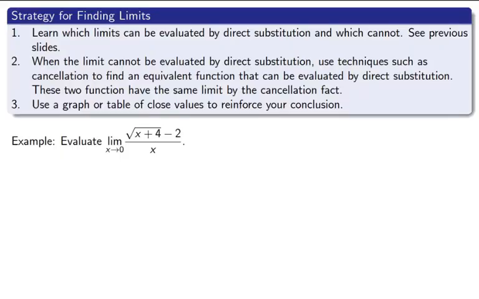Here's a strategy. Play around with your limits. Learn what can be done by substitution and what cannot. So really all that boils down to is if it's something fairly simple, no zeros in the denominator, no negative square roots. Otherwise, when you make substitutions, it's perfectly fine. If you can't do it that way, we've got the cancellation technique that I mentioned.